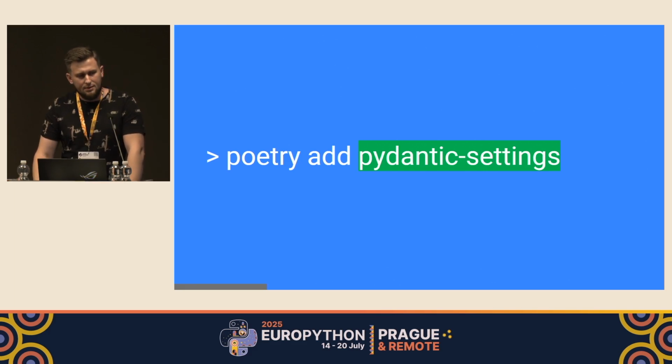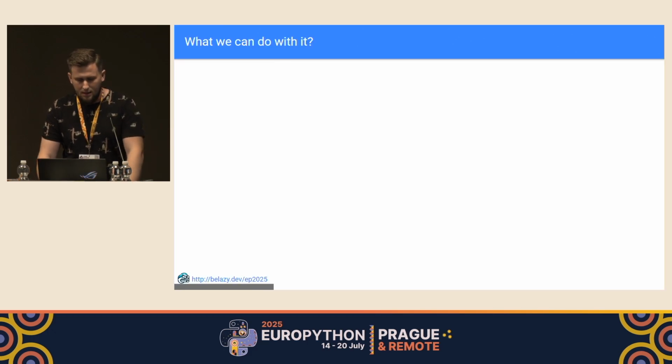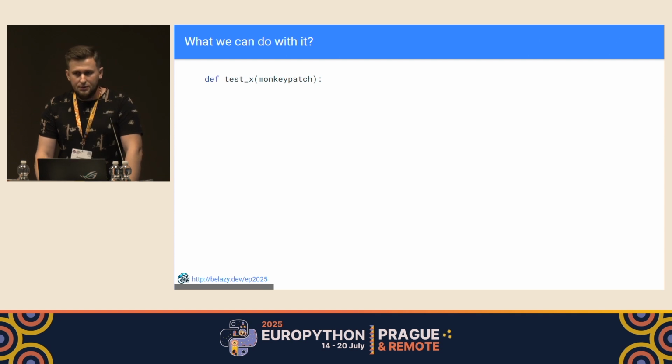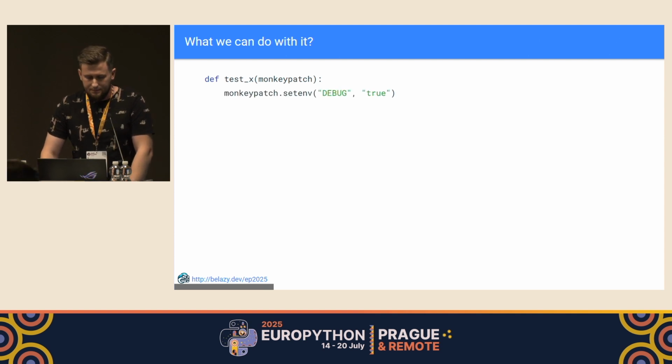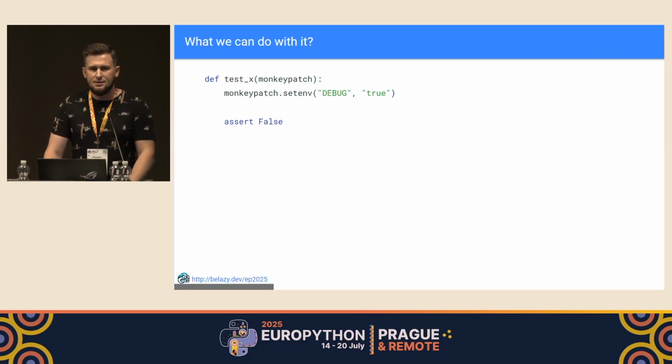Well, there is one thing that you probably don't know yet about me. I'm a TDD maniac. So we're going to write some tests to explain what we can do with Pydantic settings. So let's have some tests. We use the monkeypatch fixture from pytest to set the environment variable DEBUG to true in our test. And we will have assert False as this test is not finished yet, and it is a good marker for me that, okay, there is still some work to do.